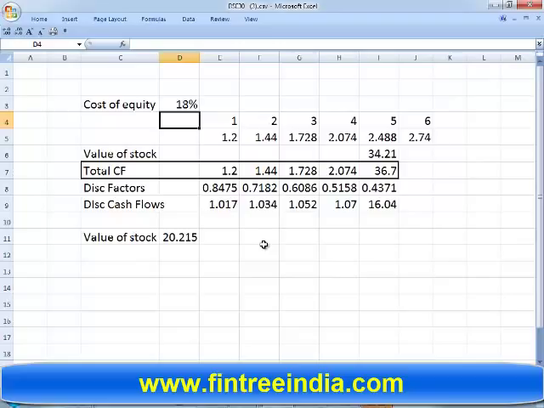Now ideally on the exam, if you get this, you can say since at 18% valuation is coming out to be 20.215, the required rate of return should be slightly higher than 18, and you can quote 18.1. I'm guessing 18.1 would be a very good approximation for this. So it's between 18 and 18.1. Are you following what I'm saying?